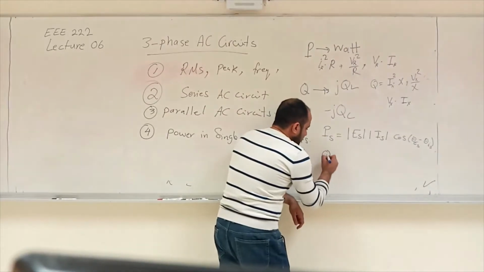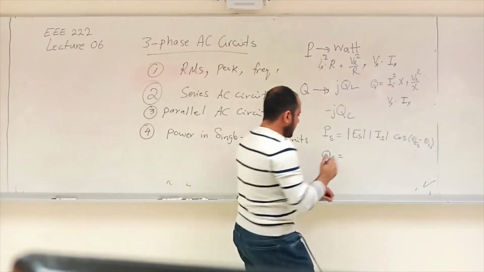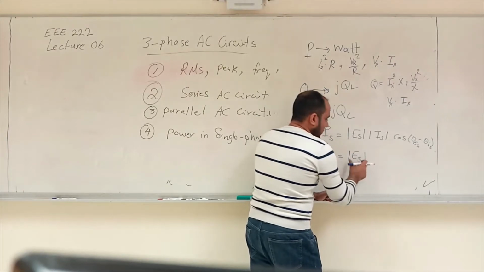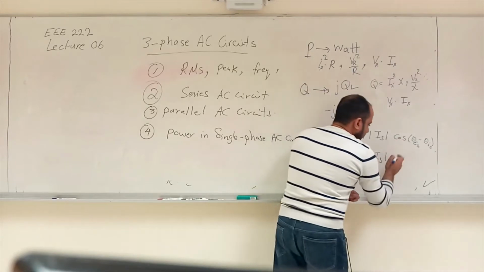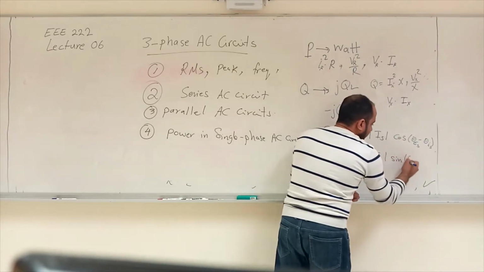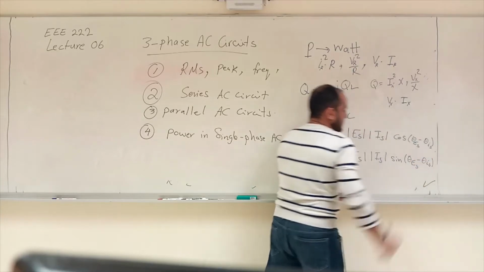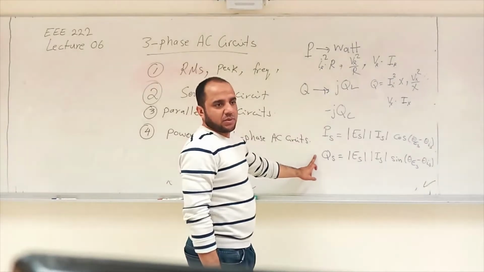For the Q supplied by the source, it's gonna be ES, only the RMS value, no angle here, times IS, and instead of cosine, it is sine of theta ES minus theta IS, right? This is the total reactive power supplied by the source.